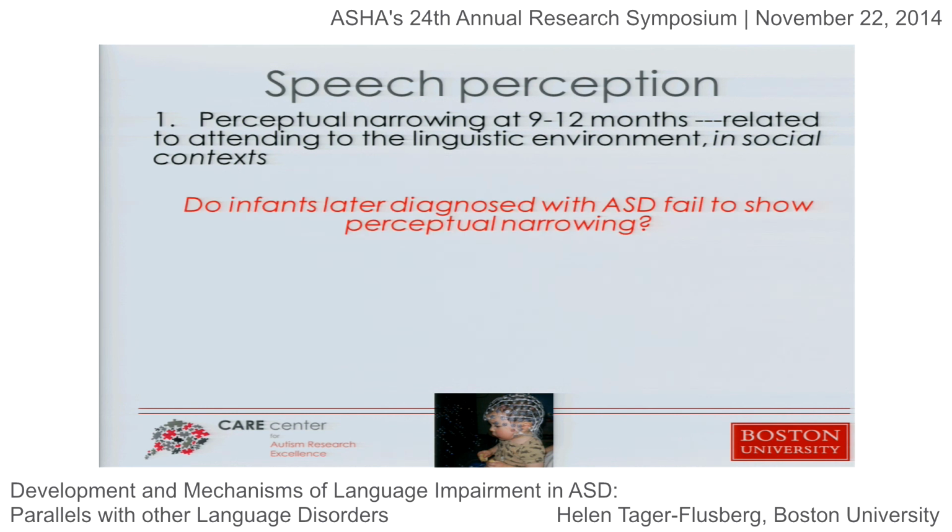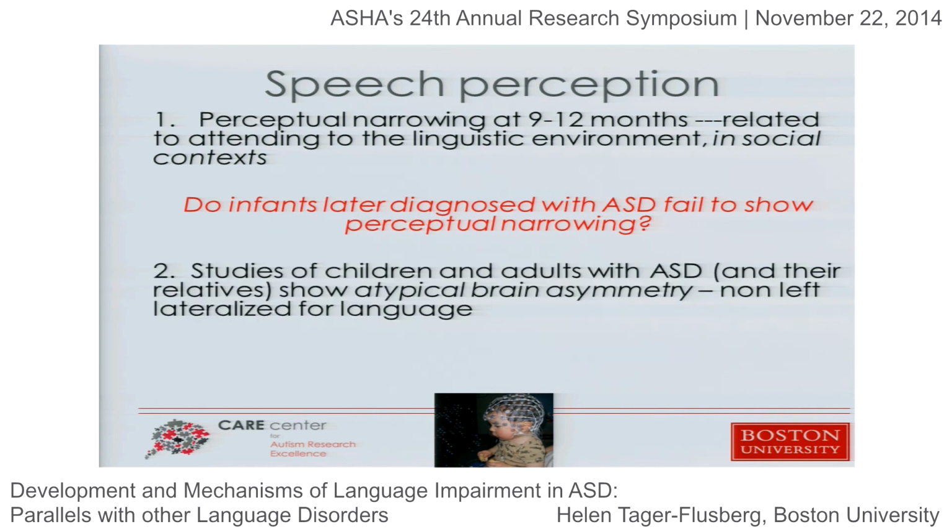So we asked the question, and we got an awful lot of money. All our grant proposals in that first round were built on this fabulous hypothesis. Do infants who are later diagnosed with autism fail to show perceptual narrowing? I mean, it's a no-brainer, right? If these infants are attending less to the social context, they're not going to show perceptual narrowing at 12 months. Maybe they will a little bit later.